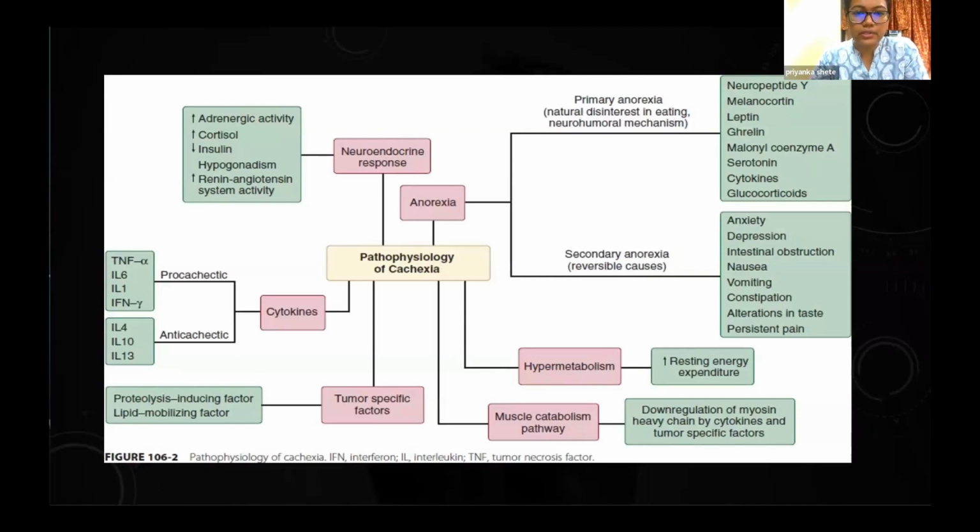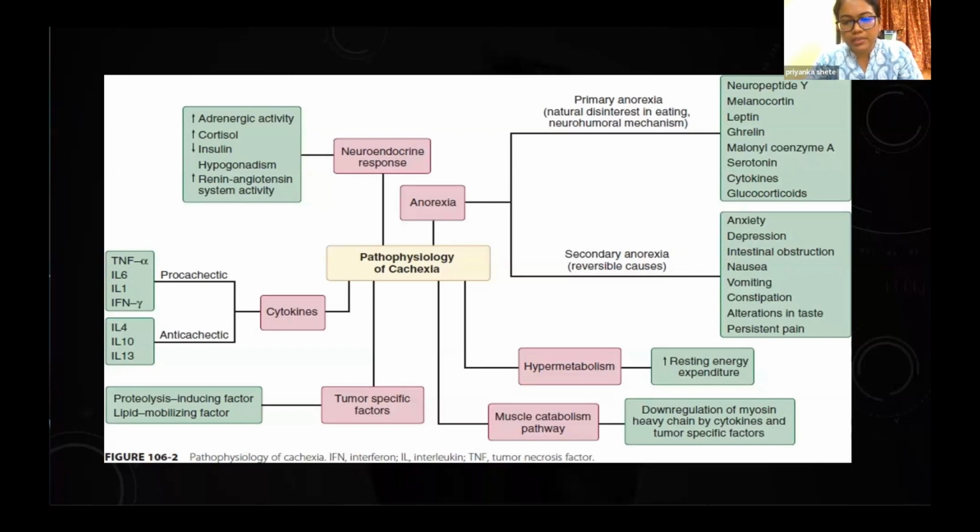In this, first we see the neuroendocrine response: increased adrenergic activity, increased cortisol, decreased insulin, hypogonadism, increased renin-angiotensin system activity. Then the second one is anorexia. There are two types, primary anorexia and secondary anorexia. In primary anorexia, there is a natural disinterest in eating through neurohormonal mechanisms, which include molecules like neuropeptide Y, melanocortin, leptin, ghrelin, malonyl coenzyme A, serotonin, cytokines, glucocorticoids. And in secondary anorexia, reversible causes like anxiety, depression, intestinal obstruction, nausea, vomiting, constipation, alteration in taste, persistent pain.